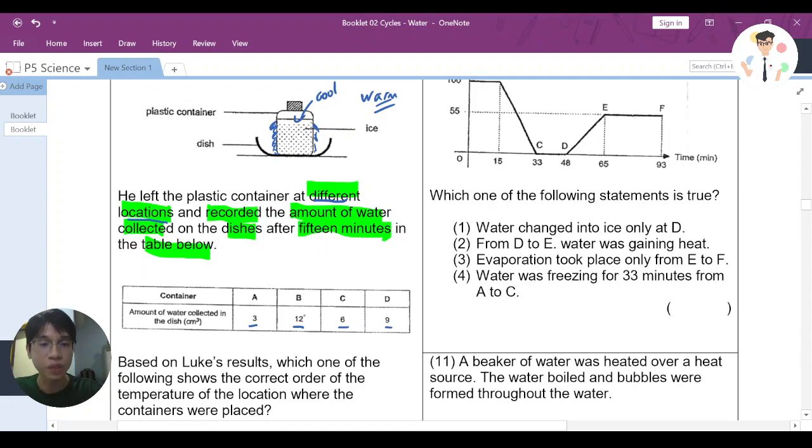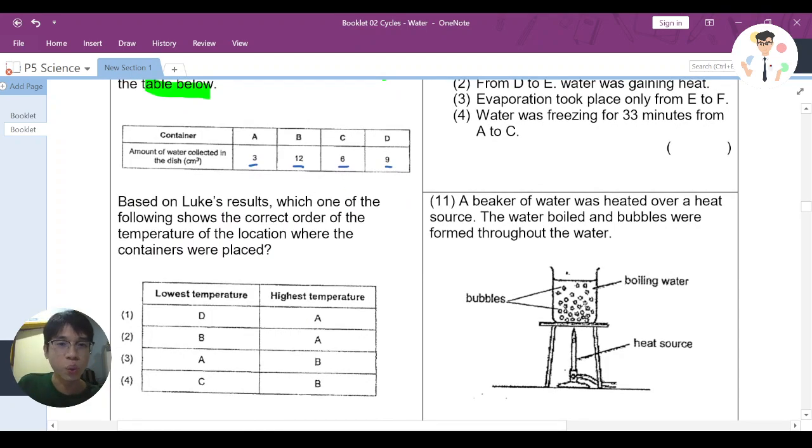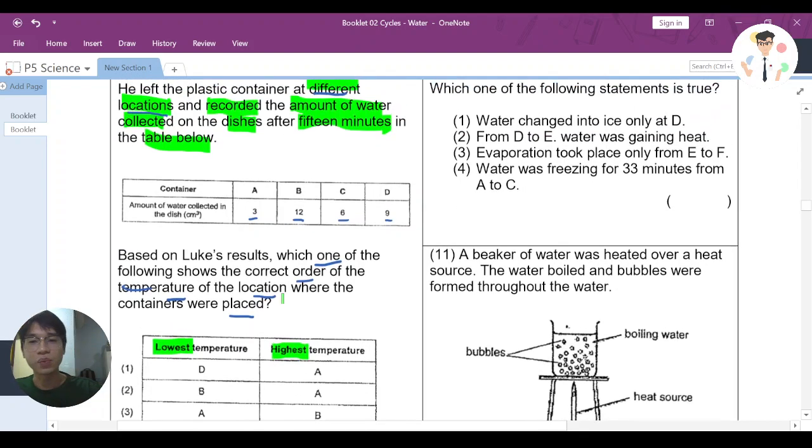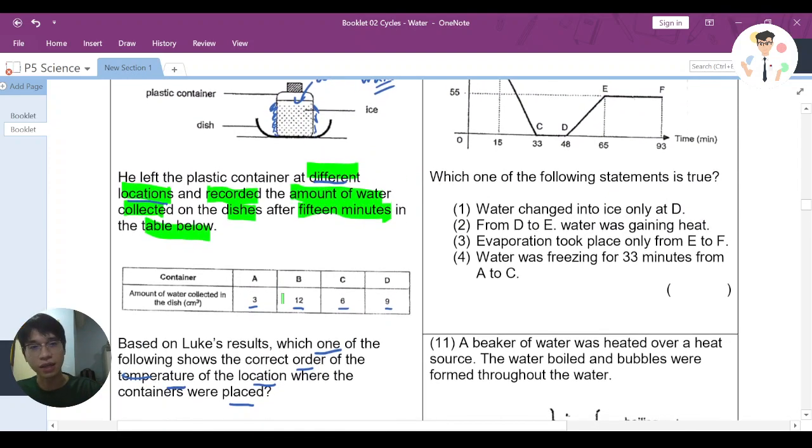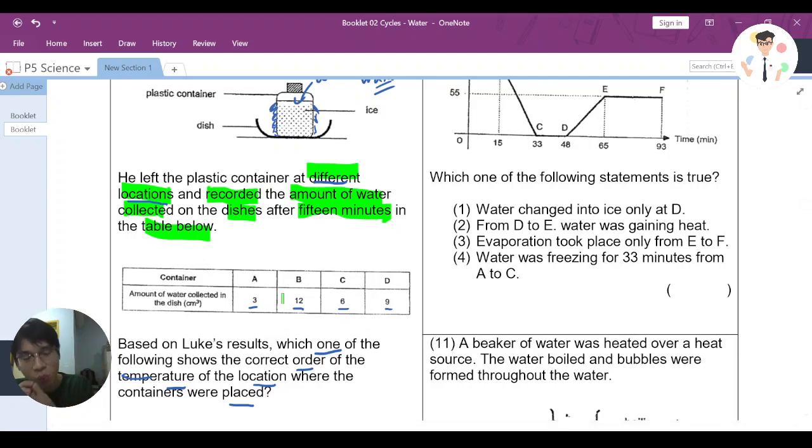Now what we need to do is identify which one of the following shows the correct order of the temperature of the location where the containers were placed. Based on the information above, which one is placed at the lowest surrounding temperature, and which one at the highest temperature? Now again, we know the theory of condensation: the water vapor in the air comes into contact with a cooler surface, which in this case is a plastic container, loses heat to it and condenses to form water droplets.